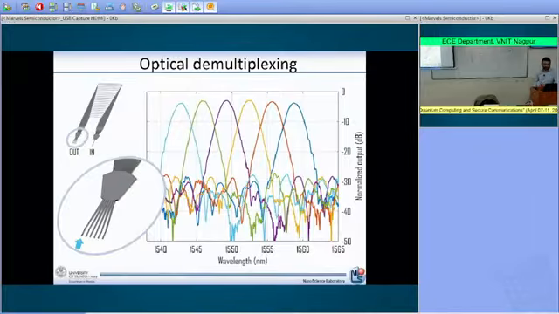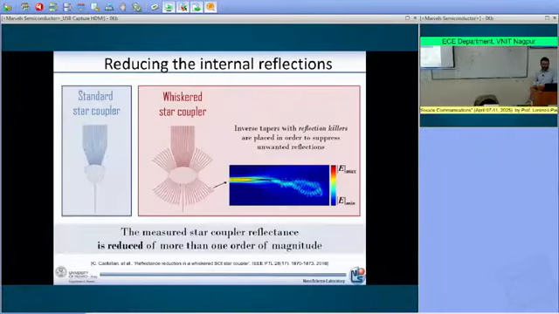Okay? And in this case, you see that the channel crosstalk, so how much of the blue light is going in the light blue signal, is negligible, only minus 30 dB, while in the nearby channel you have only minus 15 dB. So you have a good channel-to-channel isolation.